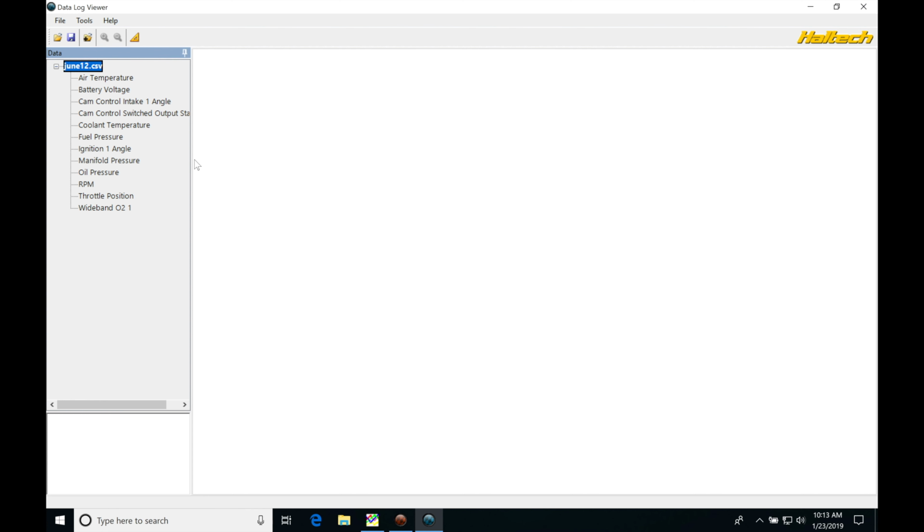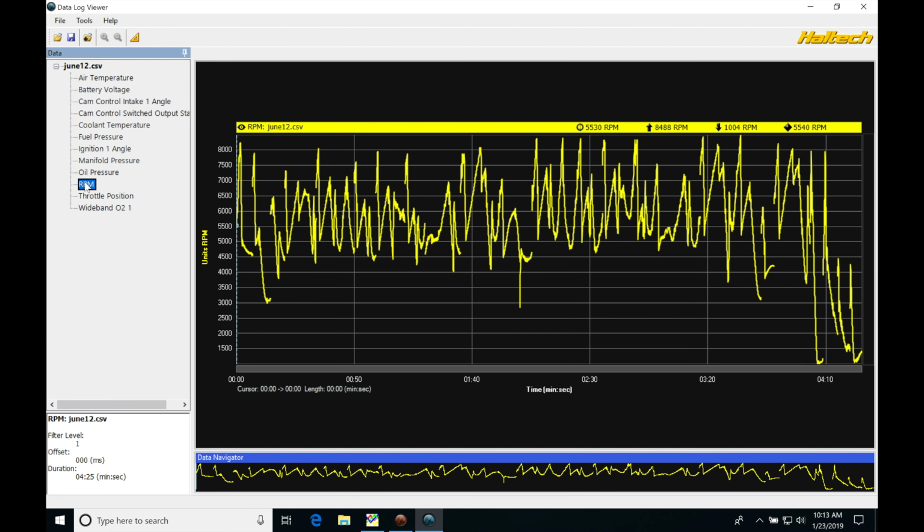So the first thing, let's just pop our engine RPM on here, let's double click it and bring it into our trace view. Now what we're going to be noticing is this is, again, spanning approximately 4.5 minutes of a log.